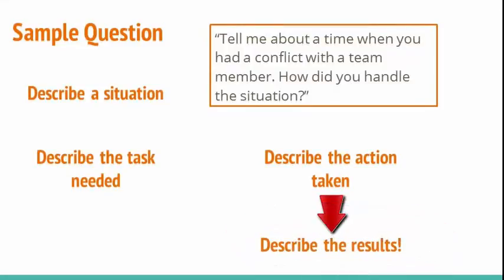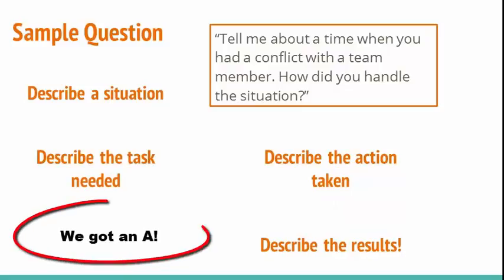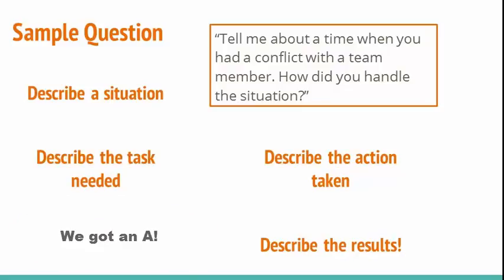Lastly, we need to speak about what the outcome of our actions was and how it affected the situation. At our next meeting, he apologized to the group for not communicating his problem. He was able to attend every meeting since, and we earned an A on our project. I learned the importance of clear face-to-face communication, getting others' point of view, and not making assumptions.